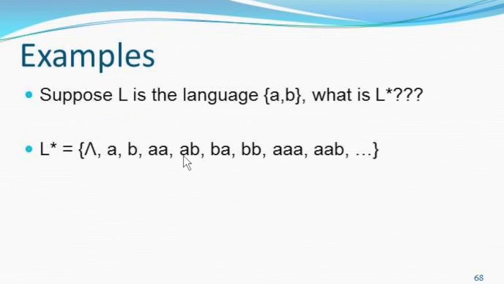Well, now we're taking the union of L0 with L1 with L squared and so on. L0 is going to be lambda. L1 is just L, so we union that in. L squared is the product of L and L. We get these guys, and so on.